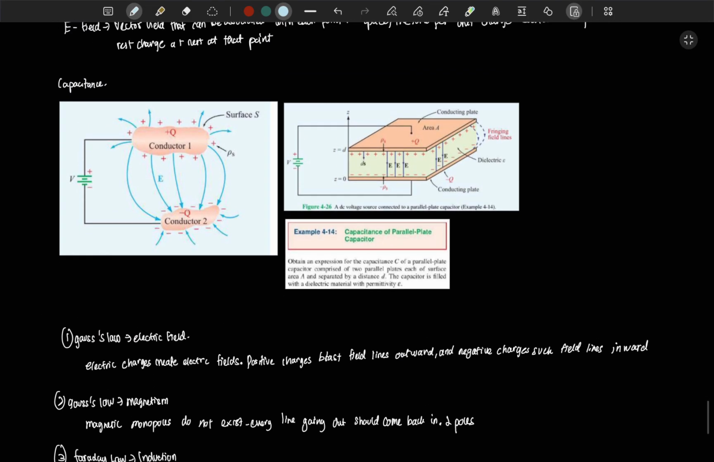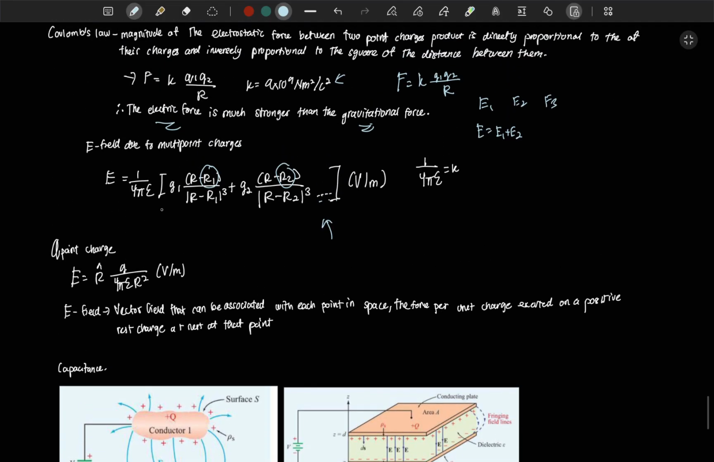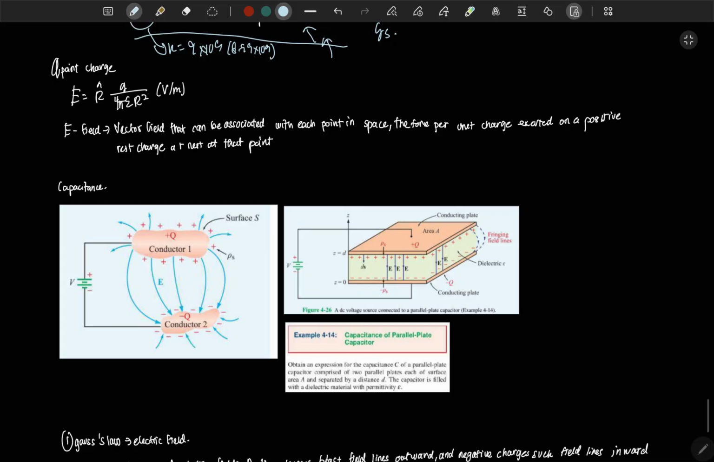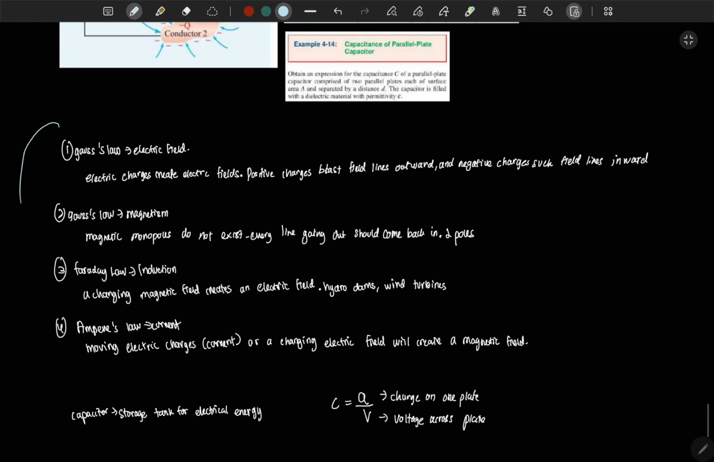Now there are certain things that we need to remember. First is this equation, where this constant could be changed to k, which is equivalent to 9 times 10 to the power of 9, or in some cases 8.99, and here this would expand depending on how many q's we have. Before we continue to our next part, the capacitance, I need you to remember these 4 laws.